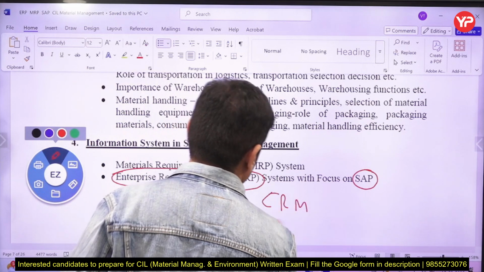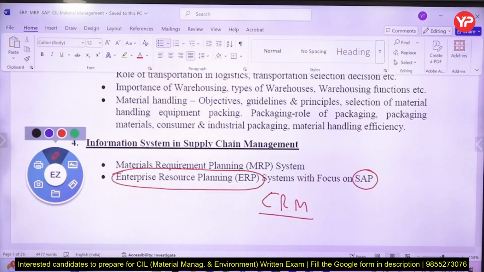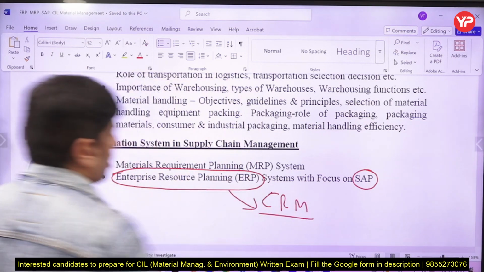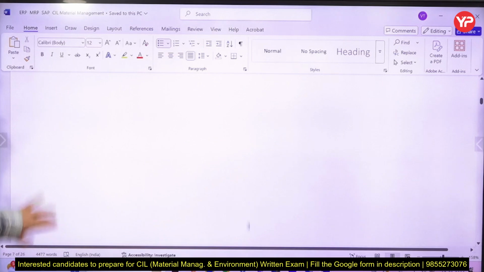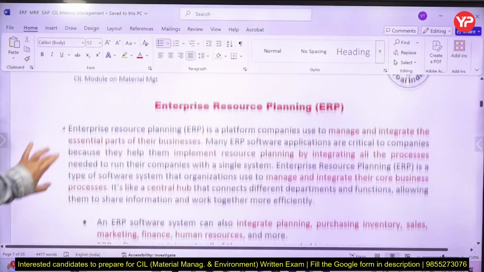I will discuss customer relation management today. CRM is part of ERP only. So we'll be discussing this. So enterprise resource planning is something which we are going to discuss today. So let's start with enterprise resource planning, friends.